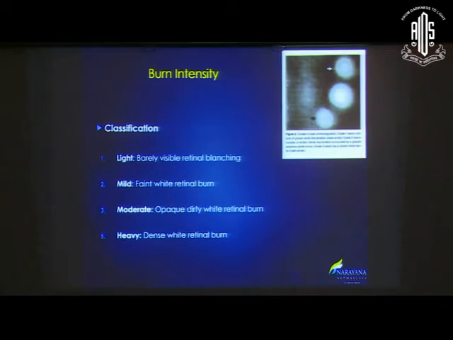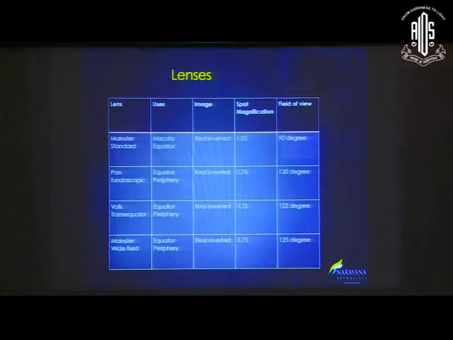So burn intensity is something that we also need to be aware of since we're covering basics. The burns range from light, which is a barely visible retinal blanching, to heavy, which is a dense white retinal burn. So depending on what the indication is, the range of the laser burns will vary.